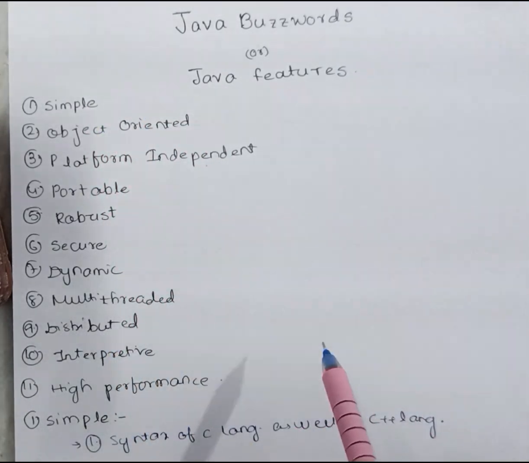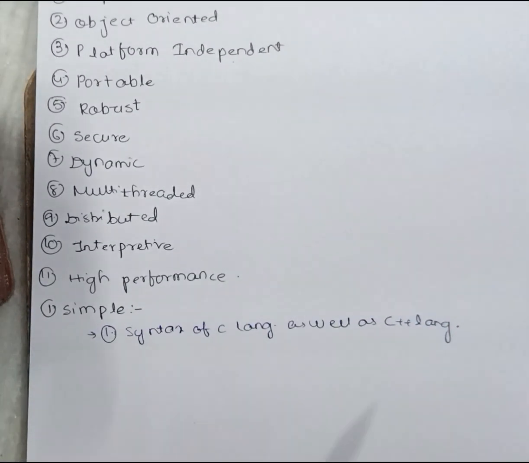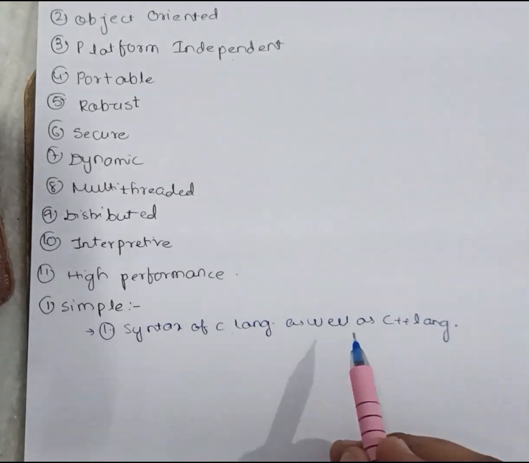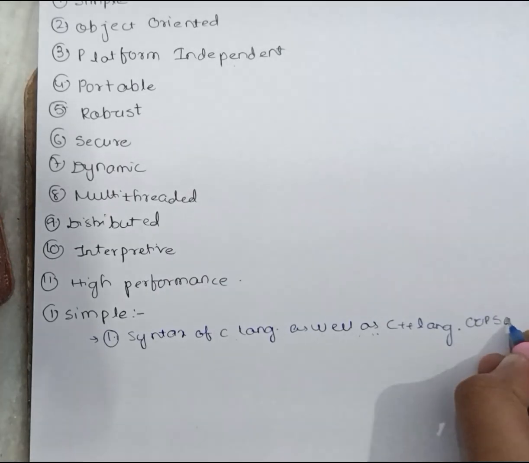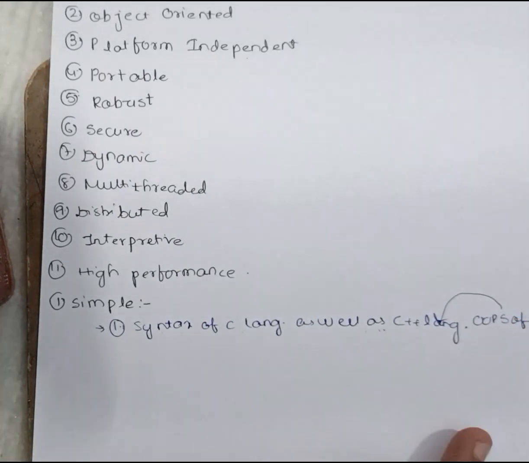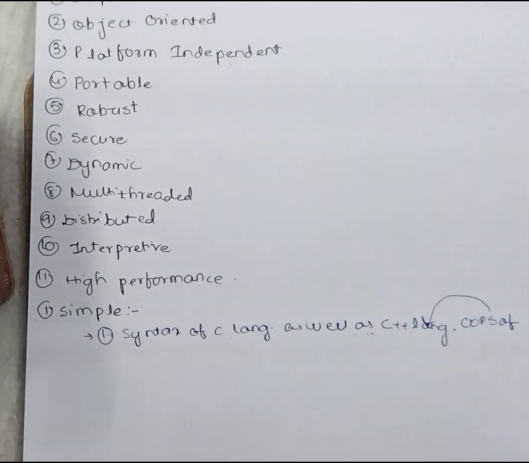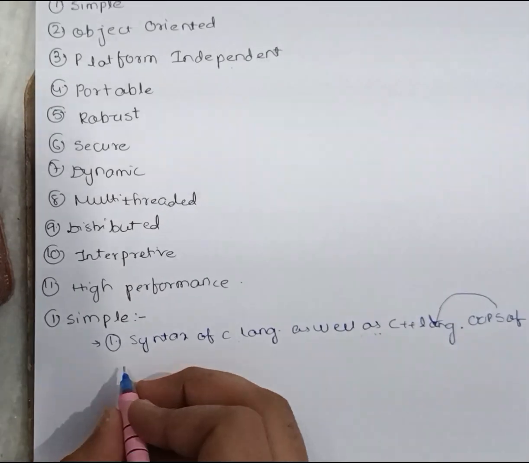In this we have three reasons. The first reason is it follows the syntax of C language, as well as the OOPS concepts of C++ language. So it becomes very easy if you learn C and C++, because Java follows the syntax of C and C++ language. The second reason is Java eliminates the complicated and complex concepts from C and C++.